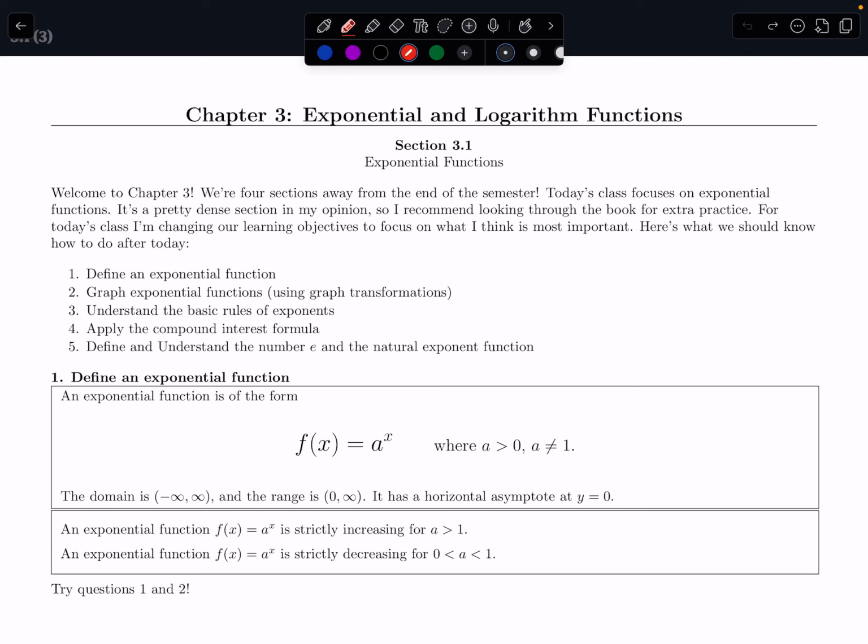Hey guys, welcome back to Math 135. Today we are starting chapter 3 on exponential and logarithm functions. And in today's class, we're only doing exponential functions.